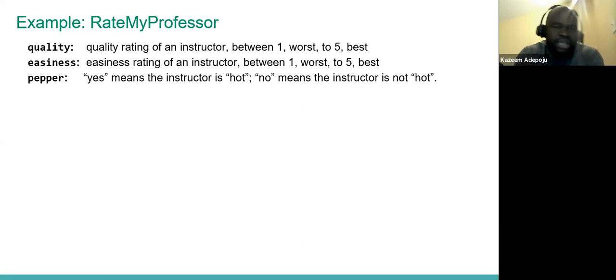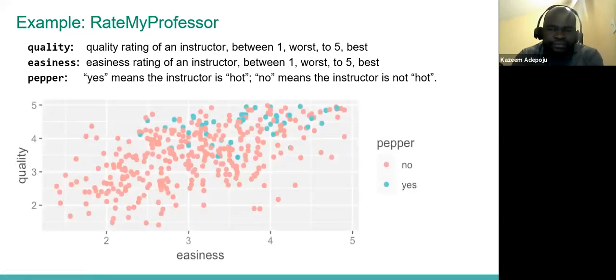And that's what we also call easiness. It's one of the variables, and the easiness rating is also between 1 and 5. And that's what we call pepper. So yes means the instructor is hot, and no means the instructor is not hot. So these are the variables that I want us to analyze today.